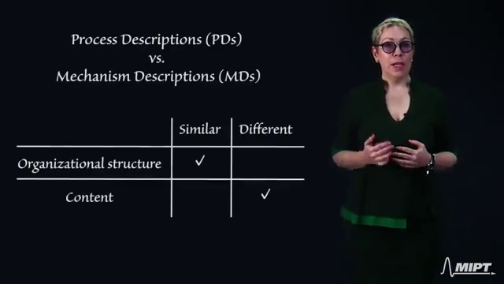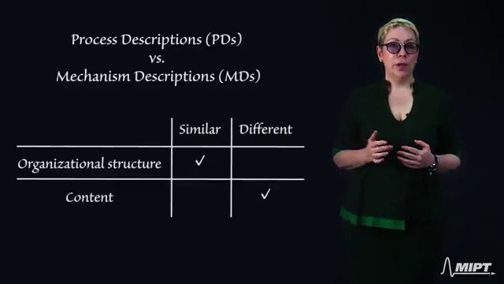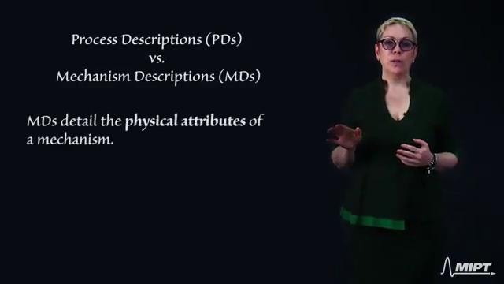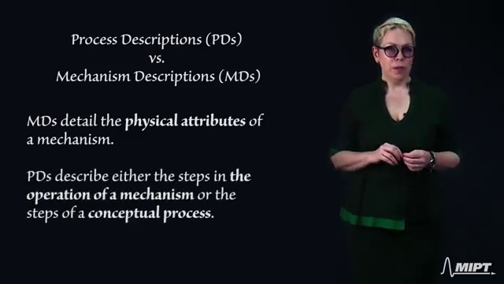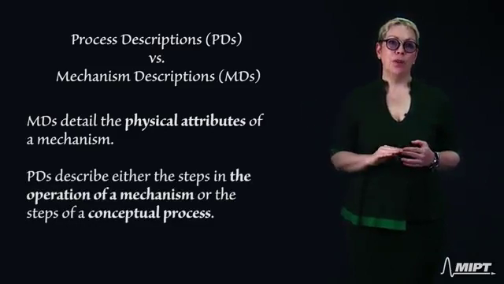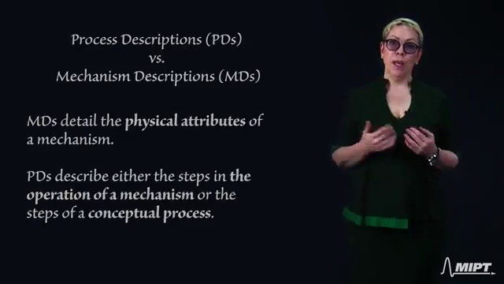Process descriptions are similar to mechanism descriptions in organizational structure, but they differ in content. Whereas mechanism descriptions detail the physical attributes of a mechanism, process descriptions describe either the steps in the operation of a mechanism or the steps of a conceptual process. In this video lecture, I will tell you how to describe a mechanism in operation.